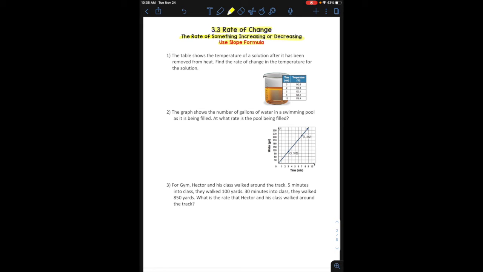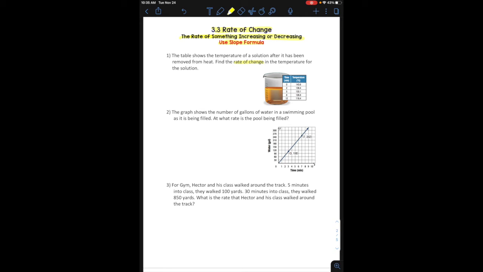For example, in question 1, we're going to find the rate of temperature changing. In number 2, we'll find the rate of a pool being filled, or water changing. So we're still going to use the slope formula when you see the phrase rate of change. However, we're going to be using different data. In number 1, it says the table shows the temperature of a solution after it's been removed from heat. Find the rate of change in the temperature for the solution, and they give us a table on the right.